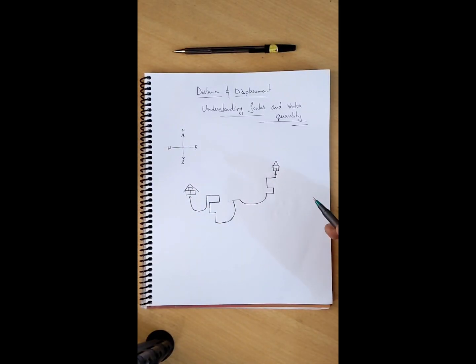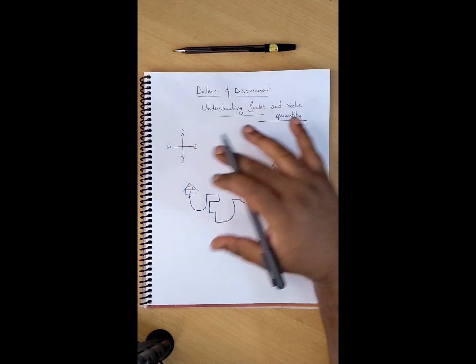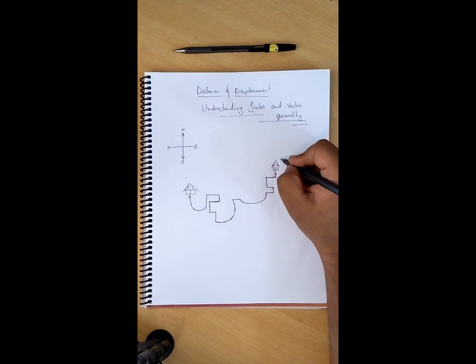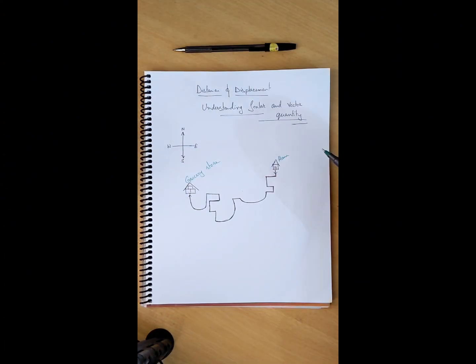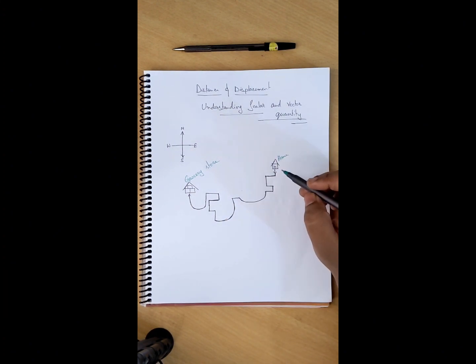Let's learn about the difference between distance and displacement. Now here you can see I have drawn a figure. Let's say this is your home and you want to go to a grocery store. Now if you take the usual road to your grocery store, the path you will take may look like this.